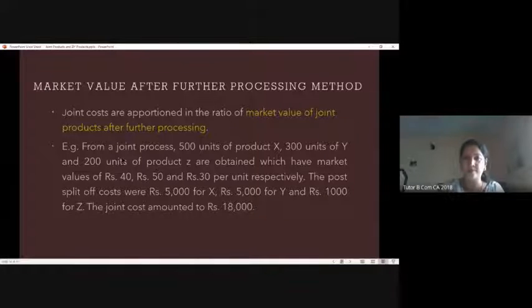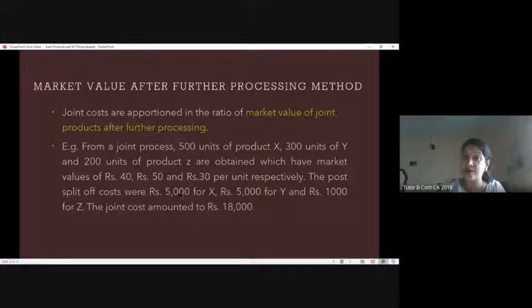So I put one example here from a joint process: 500 units of X, 300 units of Y, and 200 units of product Z. So there are three joint products obtained, which have market value 40, 50, and 30 per unit respectively. The post split-off costs were 5,000 for X and 5,000 for Y and rupees 1,000 for Z. The joint cost amounted to 18,000. So this is the amount which we want to apportion. But we know that we have further processing cost for this product, so the market value needs to be adjusted with that. That is why first we will compute the market value.